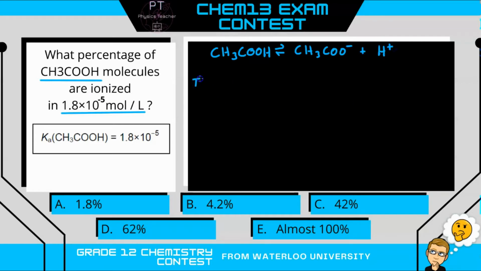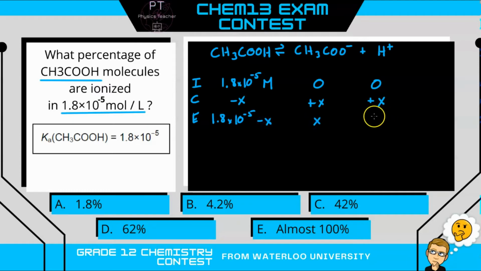Next, we're going to make our ICE chart to help us. So the initial amount of acetic acid is 1.8 times 10 to the minus 5. And these initially don't have anything at all. And then the change will be, well, this will lose some amount x, and these two will gain that amount x. And so our equilibrium becomes 1.8 times 10 to the minus 5 minus x, and then these are both x.